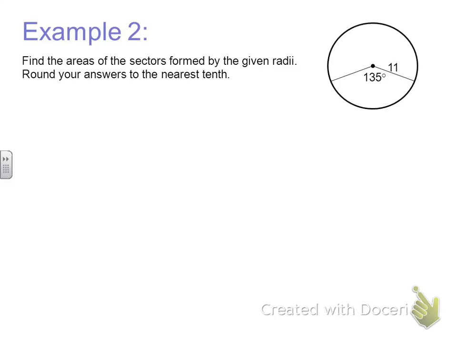Sorry, I'm not sure why the screen is freaking out right now, but we'll hope it hangs in there.